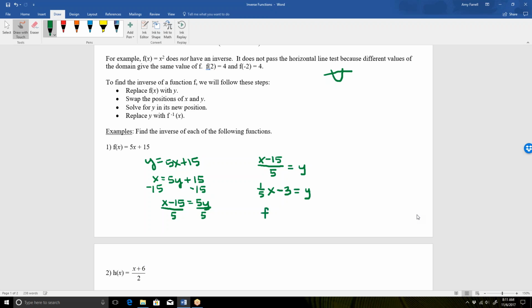Now the last thing I'm going to do is use this notation here, f inverse of x. Sorry, this doesn't look very good here. Like I said, it really just looks like an exponent of -1. There we go. And this is equal to 1/5 x minus 3, or like I said, feel free to use the x minus 15 over 5. That works as well.